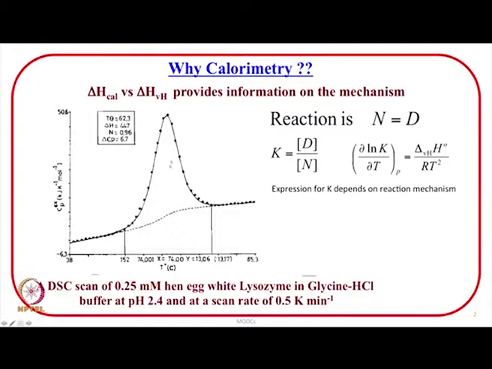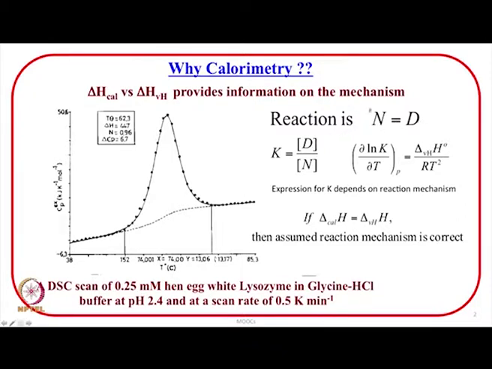And from the area under the curve, I can get the calorimetric enthalpy. From the temperature dependence of K, I will get the Van 't Hoff enthalpy. And if the calorimetric enthalpy is equal to the Van 't Hoff enthalpy, then the assumed reaction mechanism is correct. Let me emphasize why I am saying this. The calorimetric enthalpy one can determine from the area under the curve. The Van 't Hoff enthalpy is based upon the equilibrium constant, and that equilibrium constant is written for a specific reaction mechanism.